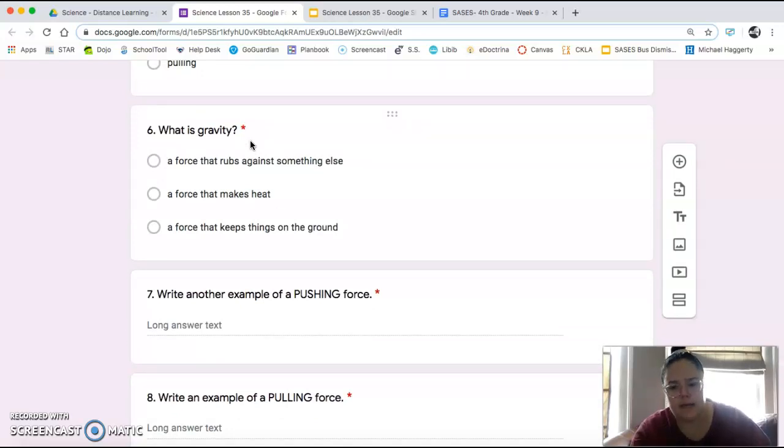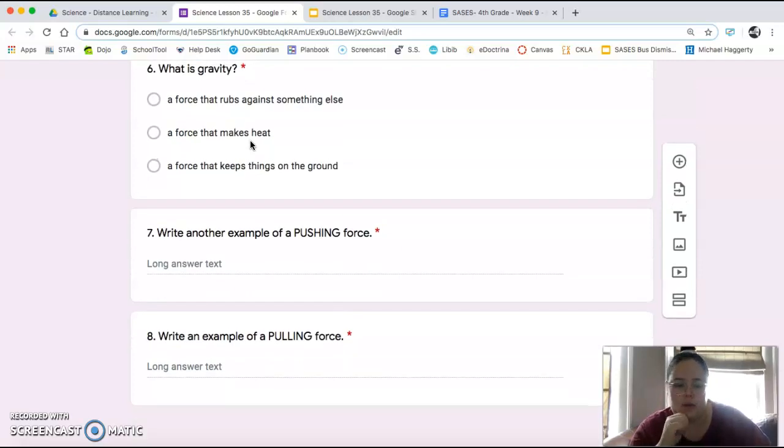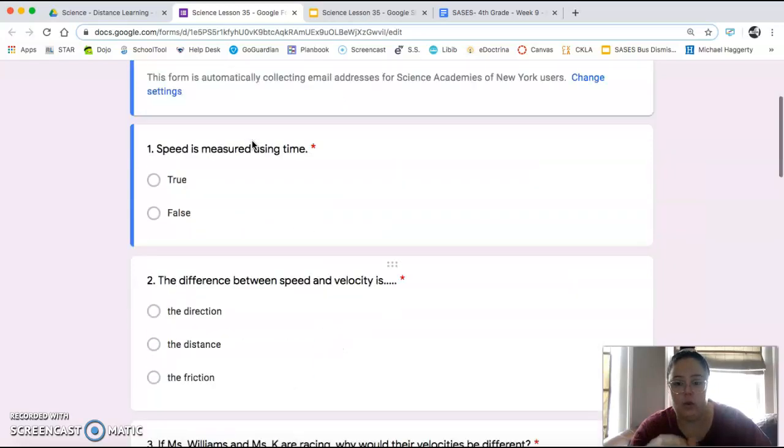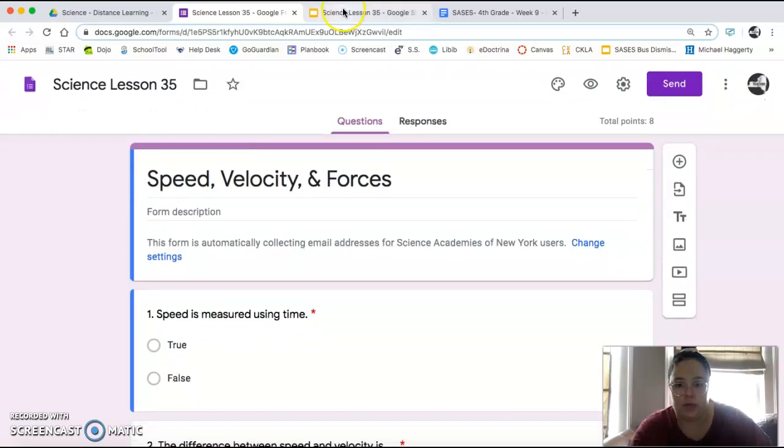Use that vocab slide. 7 and 8, I want you to give me another example of a pushing force and a pulling force. Don't repeat what I've already given you. All right, remember to use those slides.